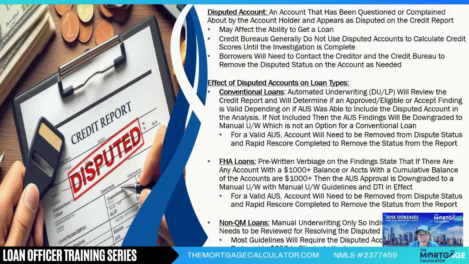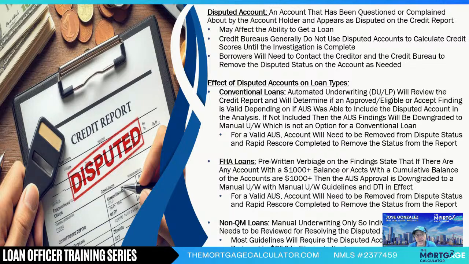So, like I was stating, for a valid AUS, automated underwriting, the disputed account will need to be removed from dispute status, again, by reaching out to the creditor and the credit bureau, letting them know that you're no longer disputing the balance, the payment history, whatever it was that you disputed, that everything's okay, and that you want it removed from dispute status. You will then need some type of documentation from the creditor or from the credit bureau acknowledging, yes, your account has now been removed from dispute status, right?